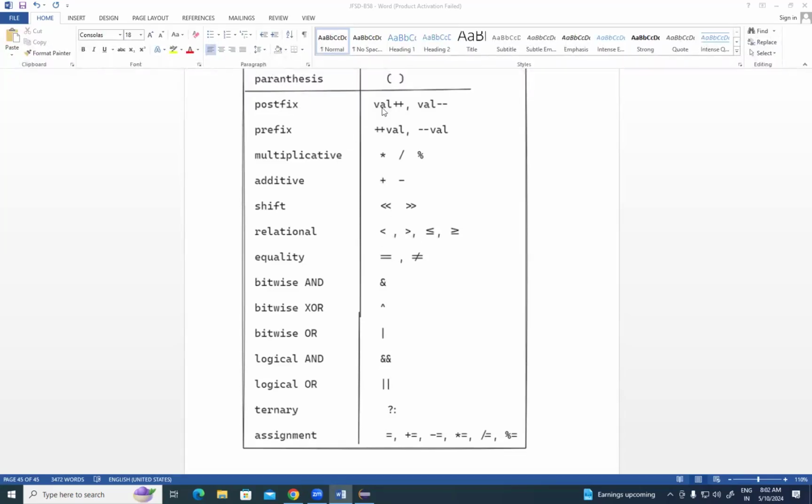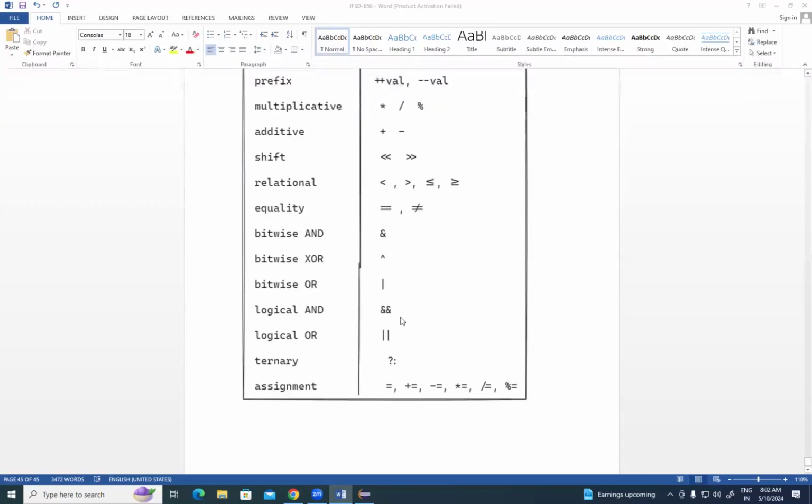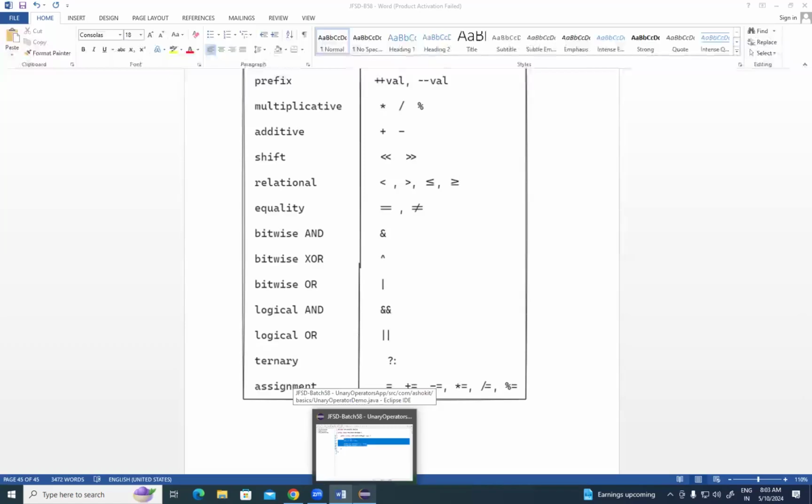What about prefix and what about postfix? We should know them, right? Okay, folks, am I clear now? So let's go ahead and see how these operators work. Look at this, folks, I'm writing one sample code.